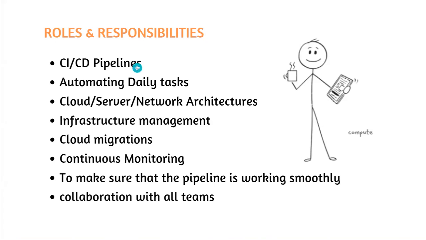So first of all, your responsibility is to develop the CI/CD pipeline, and the second one is to automate daily tasks. Third is cloud server and network architectures, and fourth is infrastructure management. Whenever you are going to develop an application, you need to get the infrastructure. What do you need to get?